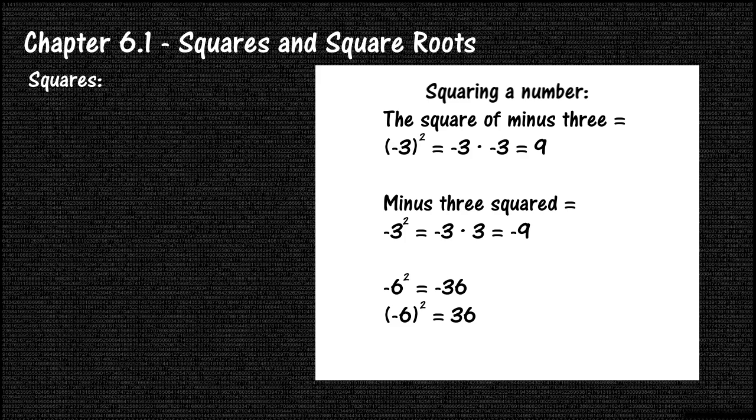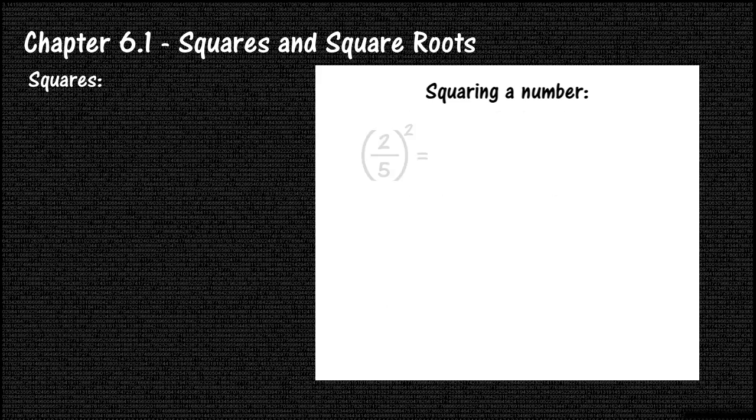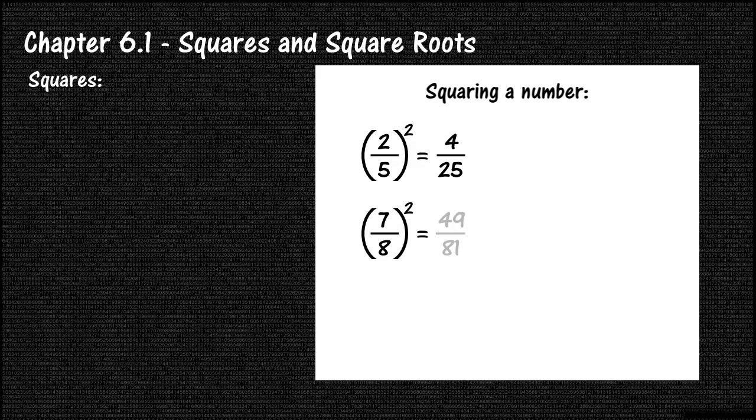So, always make sure you take a good look at your exercise, as -6 squared turns into -36, while (-6) squared becomes 36. When you need to square a fraction, most of the time the fraction is already written between brackets. To solve this, simply square the numerator and the denominator. So (2 over 5) squared becomes 4 over 25. The same can be done with (7 over 8) squared. This becomes 49 over 64.